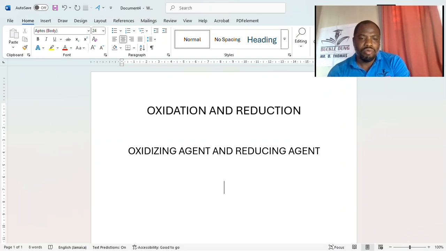Now, if you have an unknown substance in a beaker, and you want to find out if this is an oxidizing agent or a reducing agent, what you can do is react it with a known oxidizing agent and a known reducing agent. And of course, you look for the results or the observation to identify if it's an oxidizing or a reducing agent.